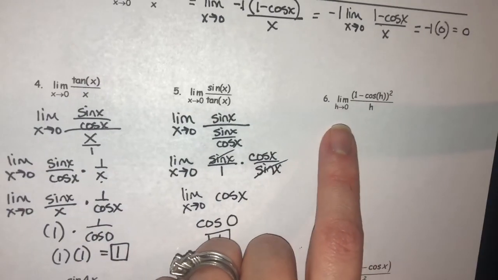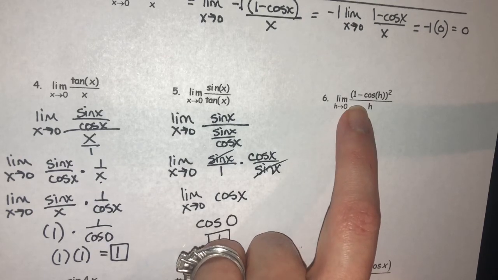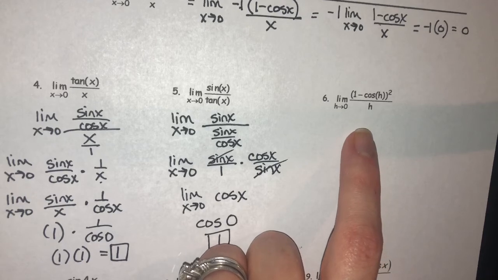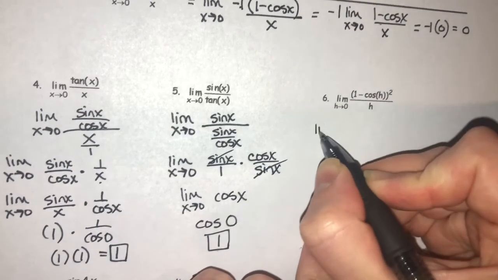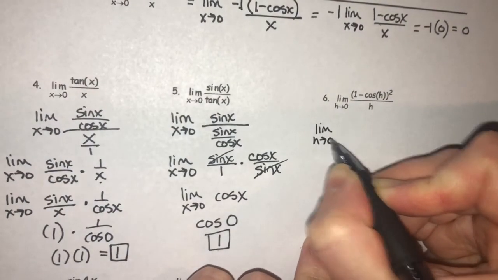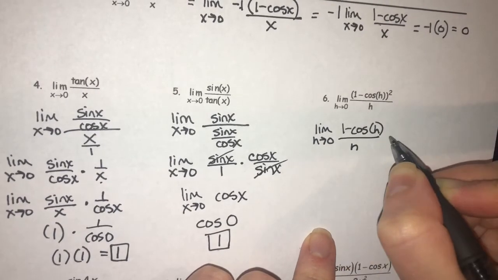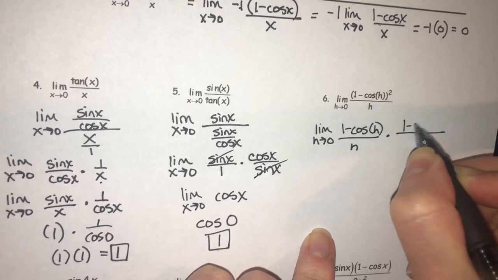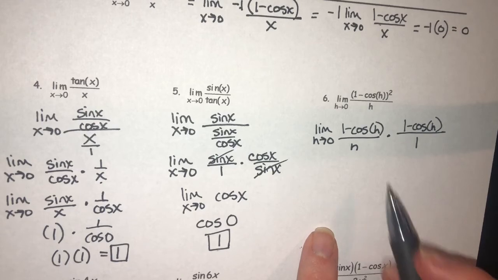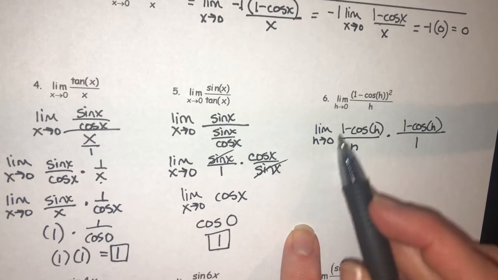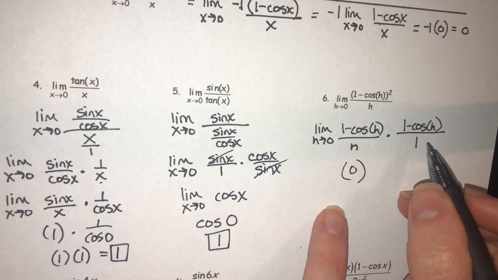All right, let's take a look at number 6. The limit as h approaches 0 of 1 minus the cosine of h, quantity squared, divided by h. So first thing I want to do is pull apart that numerator. Instead of having it be squared, I'm going to write out the interior of the parentheses twice. Cosine of h over h times 1 minus the cosine of h over 1. So this first limit is a memorized limit. It is 0. And the second one really wouldn't matter what it is, because if I multiply it by 0, it's going to be 0.